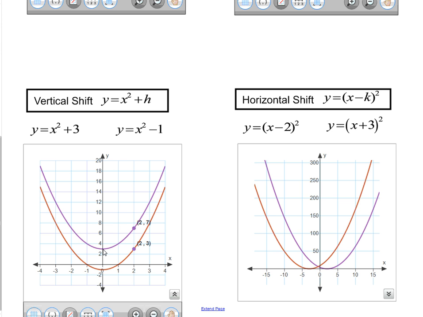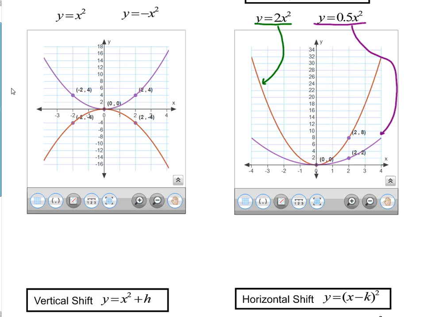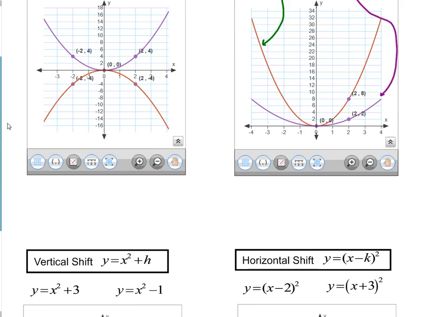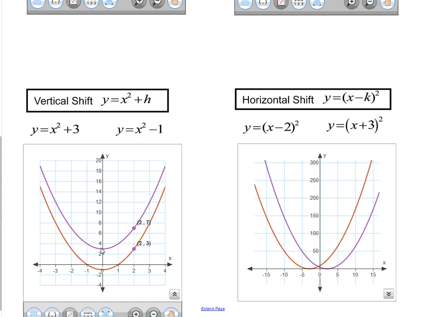Notice what has happened to the vertex, however. Whereas in the graph of y equals x squared, the vertex was at 0, 0, in the graph of y equals x squared plus 3, the vertex is at 0, 3. And in the graph of y equals x squared minus 1, the vertex is at 0, negative 1.